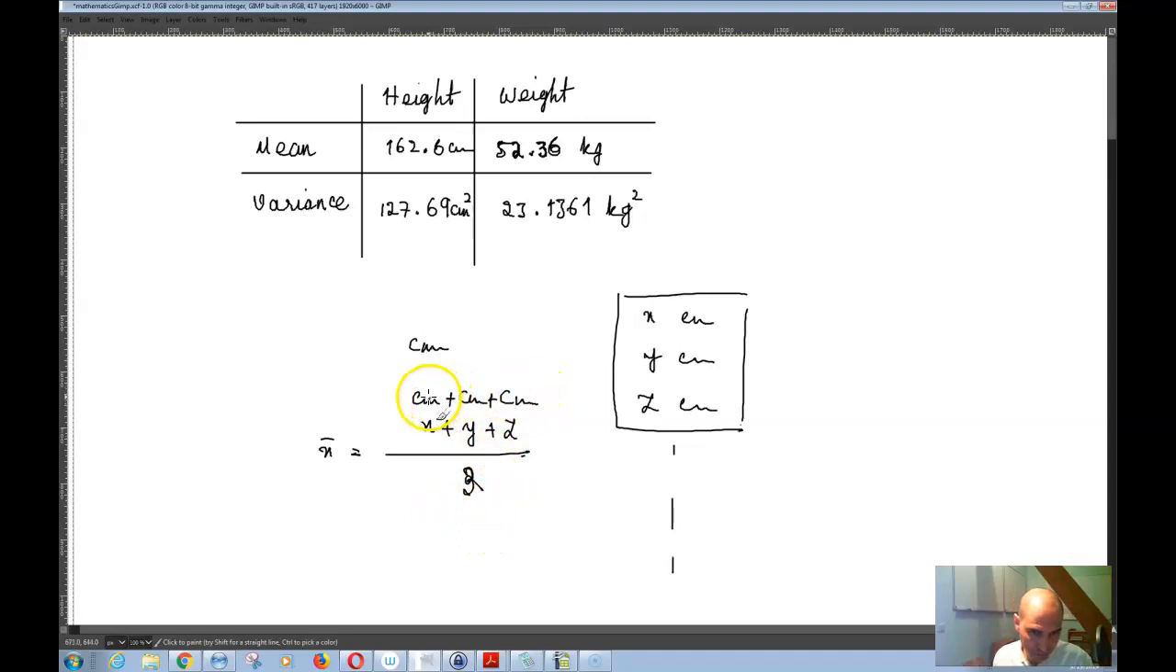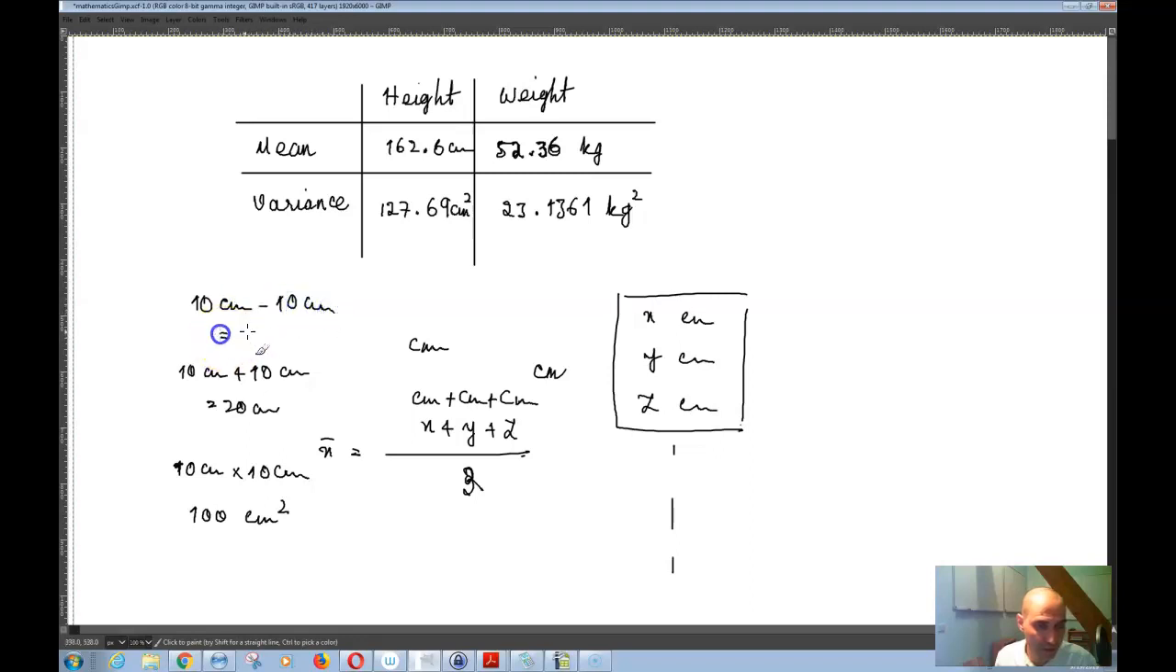Centimeter plus centimeter plus centimeter is centimeter. For example, 10 centimeter plus 10 centimeter is equal to 20 centimeter. But 10 centimeter times 10 centimeter is 100 centimeter squared. So when you multiply, the units are multiplied together, and when you divide, the units are divided. But when you subtract, for example, 10 centimeter minus 10 centimeter is equal to 0 centimeter. Again, the unit is centimeter.